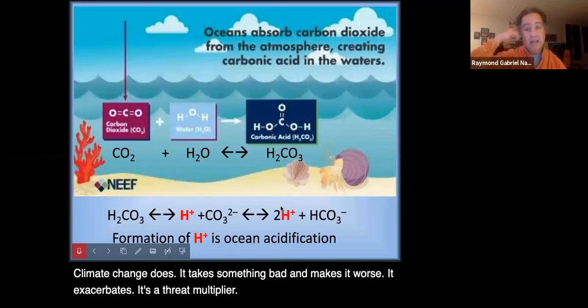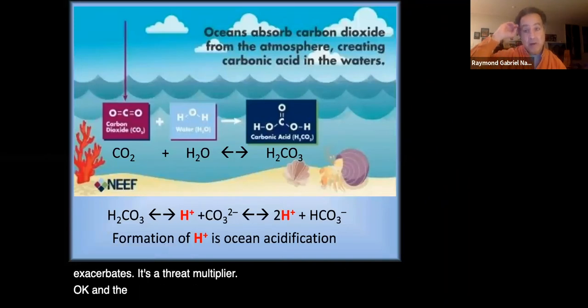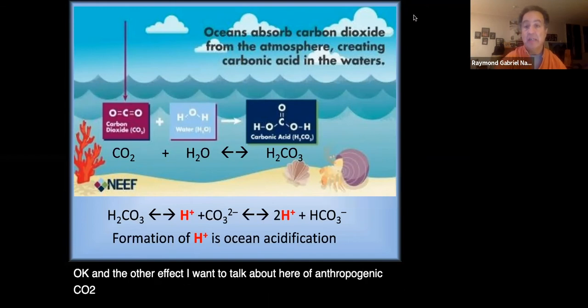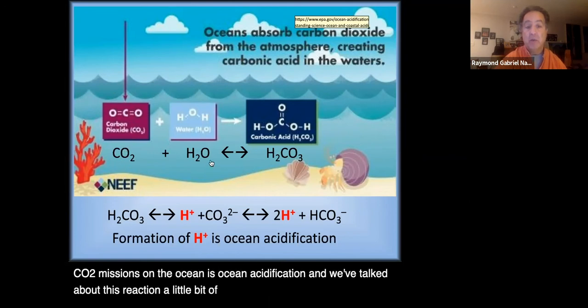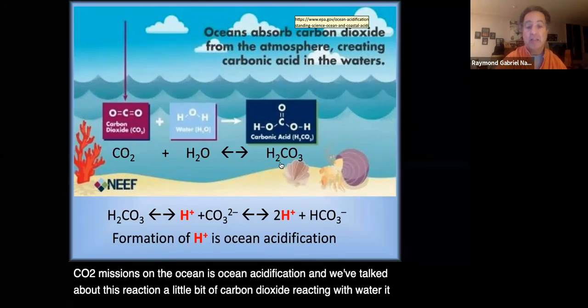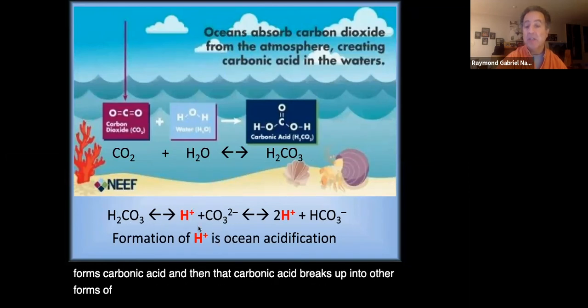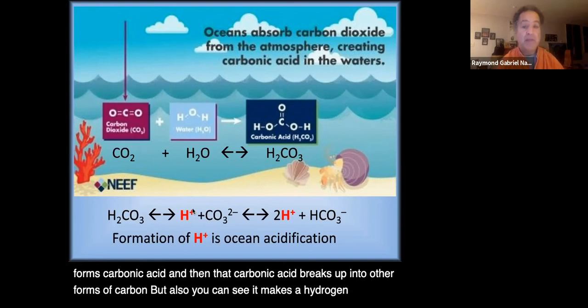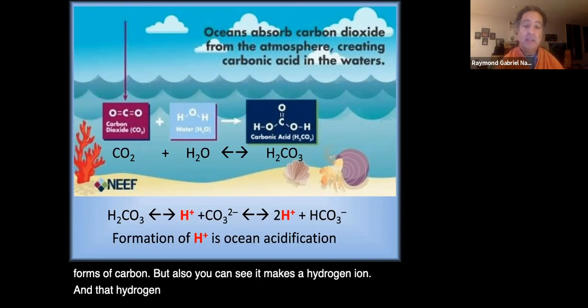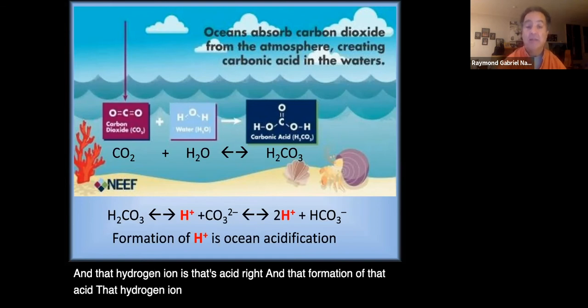Okay, and the other effect I want to talk about here of anthropogenic CO2 emissions on the ocean is ocean acidification. And we've talked about this reaction a little bit of carbon dioxide reacting with water. It forms this carbonic acid, and then that carbonic acid breaks up into other forms of carbon, but also you can see it makes a hydrogen ion. And that hydrogen ion, that's acid, right? And that formation of that acid, that hydrogen ion, that H+, that's ocean acidification.